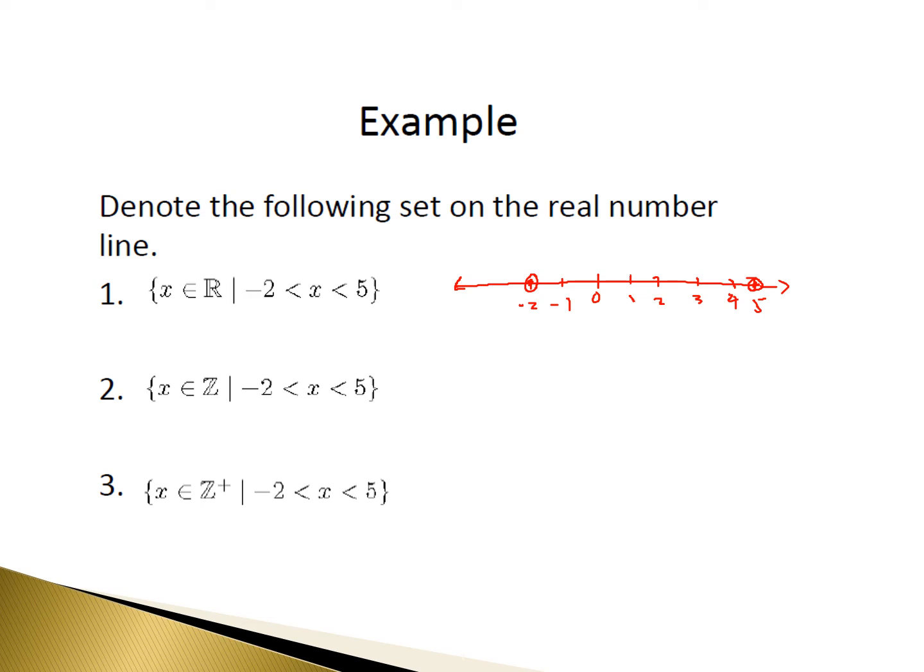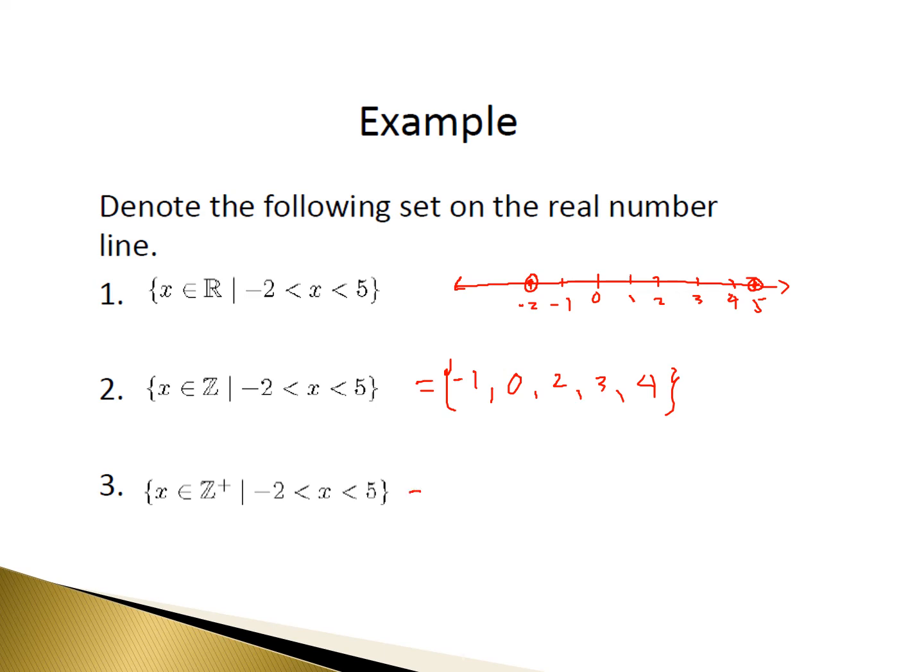So the integers are -1, 0, 2, 3, and then 4. So those are the integers between -2 and 5.